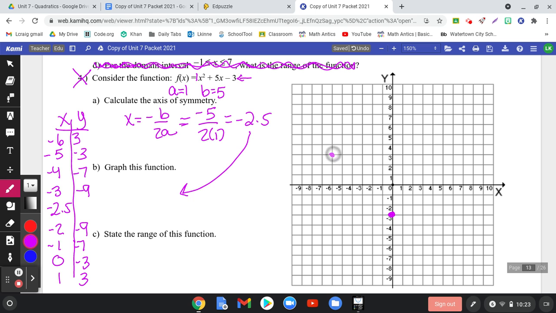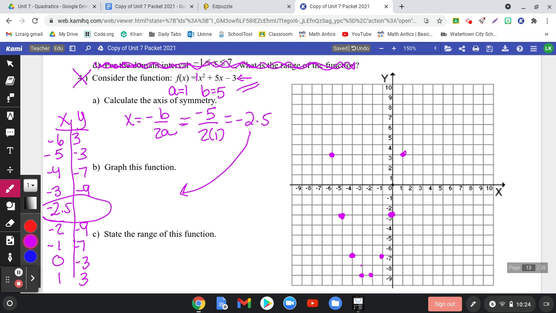-6, 3, -5, -3. And I do want to point out, this happens once in a while, but not often. -4, -7, -3, -9. -2, -9, -1, -7, 0, -3, which we already graphed because we knew it was our y-intercept, and 1, 3. Now, it looks like that's flat, but remember your vertex.